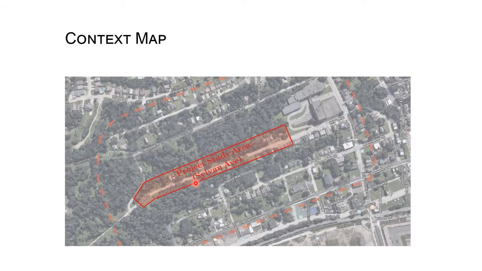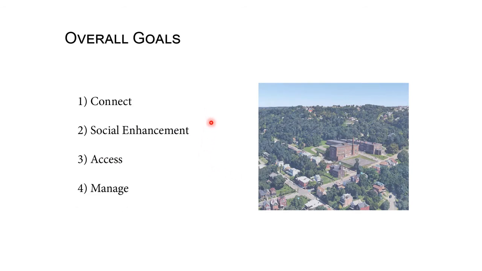You can see here in the red outline where I've decided to do a project study zone. I'm looking at the street of Sylvan Avenue and its surrounding landscapes. These are the four main goals of my project: to connect, to build social enhancement, create access, and manage.